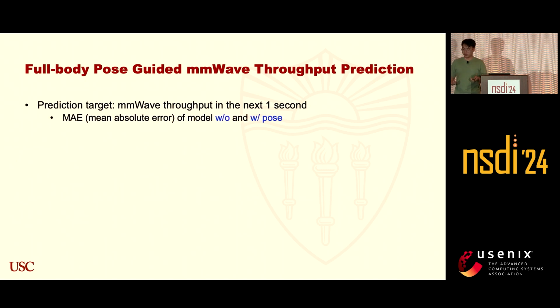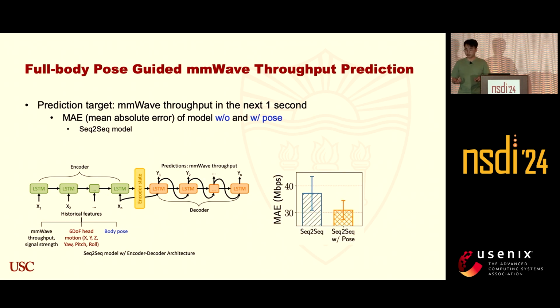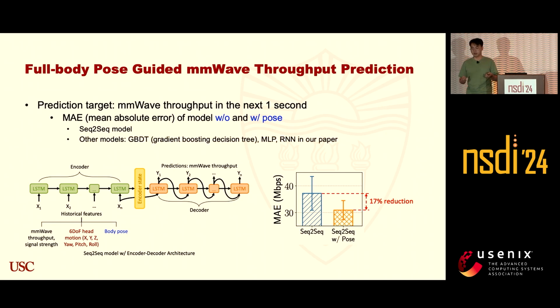We compare a prediction model without and with pose as an additional feature. For example, we tried this sequence-to-sequence learning-based model, which uses an LSTM encoder and decoder-based architecture. And we find that by using pose as an additional feature, we can reduce the throughput prediction error by 17%. And we also investigated some other machine learning models like gradient boosting decision tree, MLP, and RNN in our paper. And the overall finding is that by using pose as an additional feature, we can reduce the prediction error by 5 to 29%. However, we are not done yet.